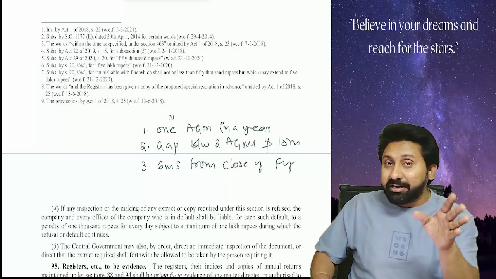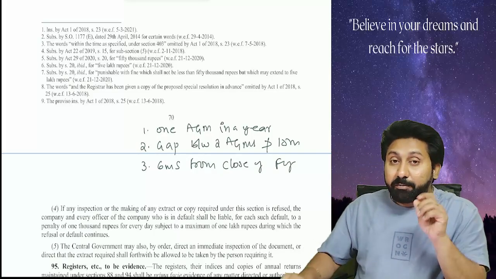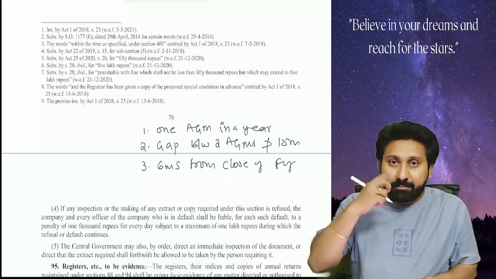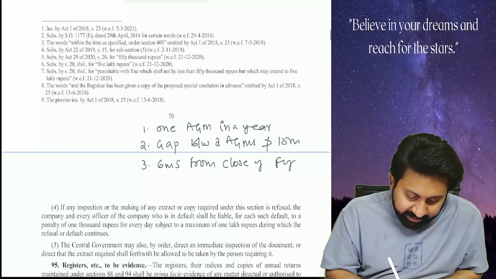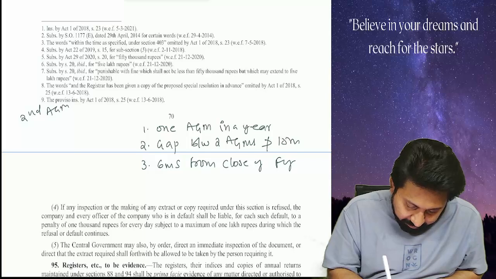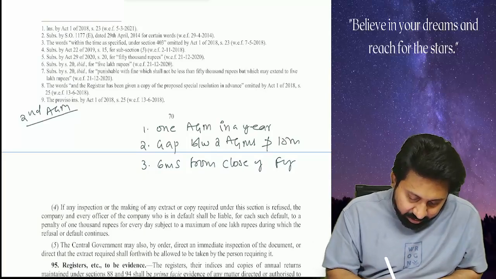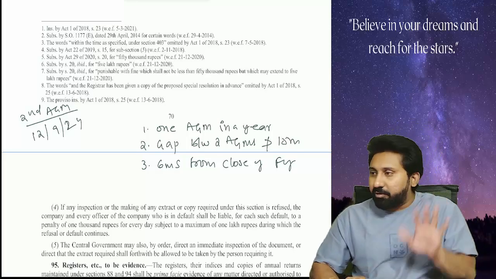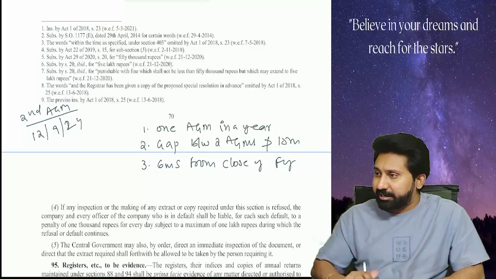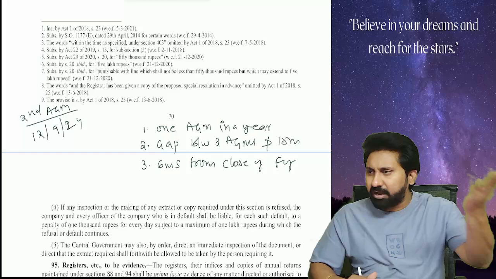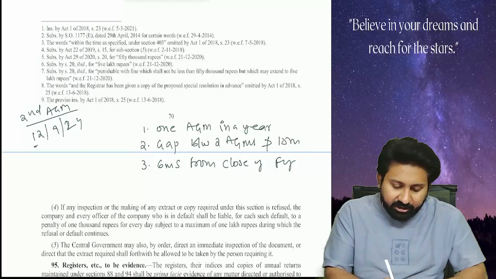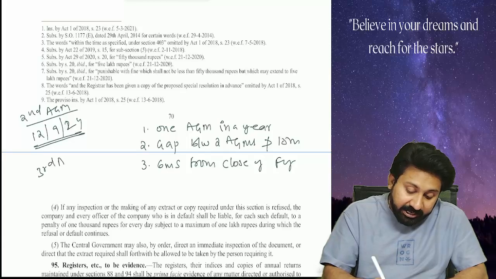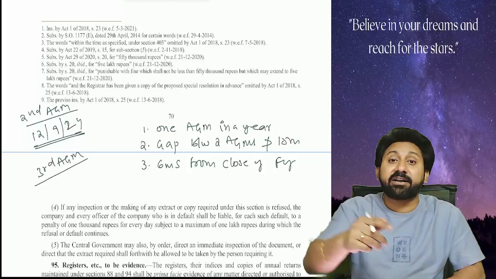There are multiple provisions, so multiple dates are coming. Example I will tell you. I conducted my second AGM on 12th September 2024. My company was incorporated 2 years back. First AGM over. Second AGM I conducted on 12/9/2024. Now when should I conduct the third AGM? What is the last date, due date?